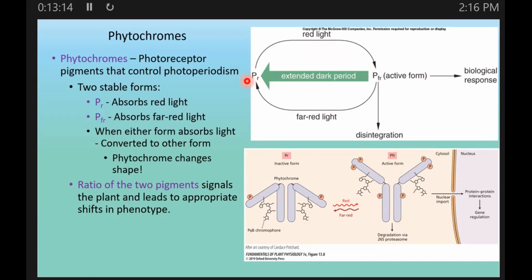And you can do experiments all day long with this, where you hit the plant with red light, hit the plant with far red light. And you keep doing this back and forth, and you can see it just shifting. The pigments will shift back and forth. It'll physically change its shape.